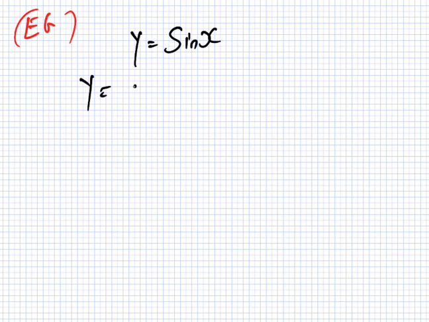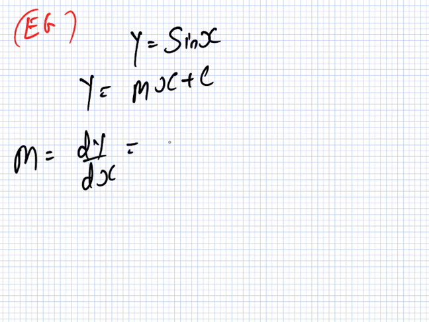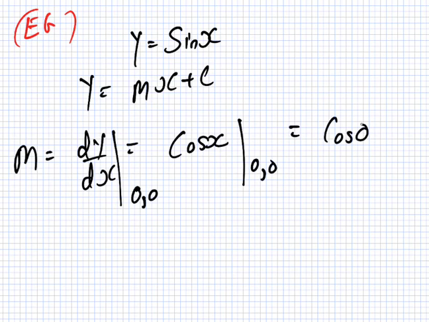So this is the tangent line. To find the m, we need to calculate the derivative, which here is cos x. But we want to calculate it at 0, 0. So cos x at 0, 0. Well, what's cos of 0? It's 1.